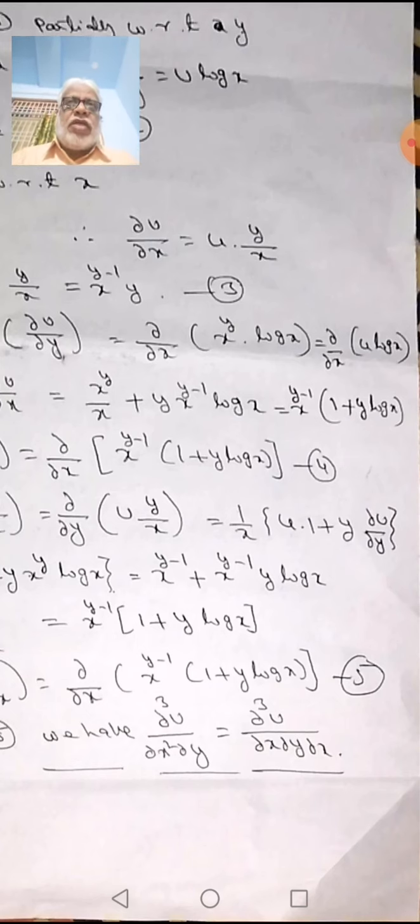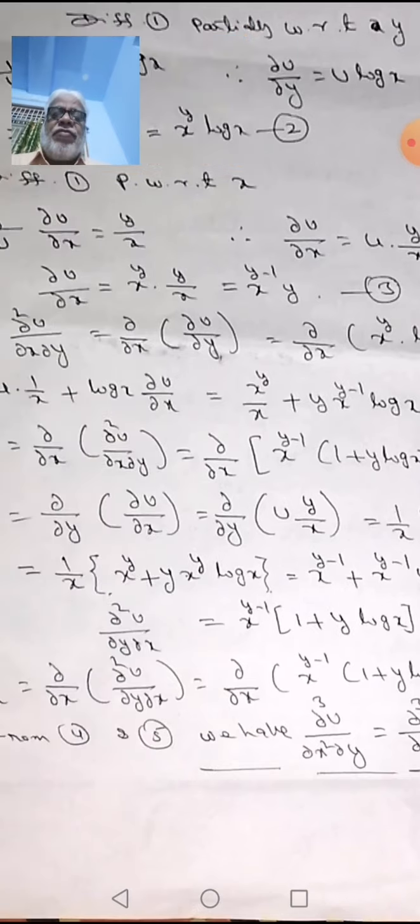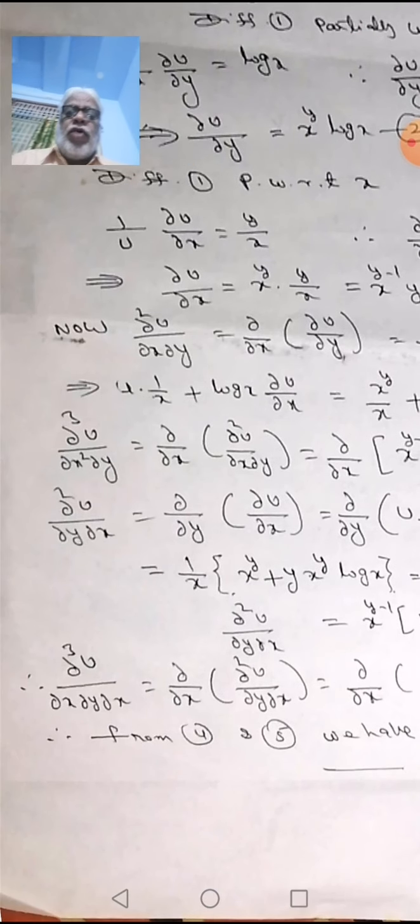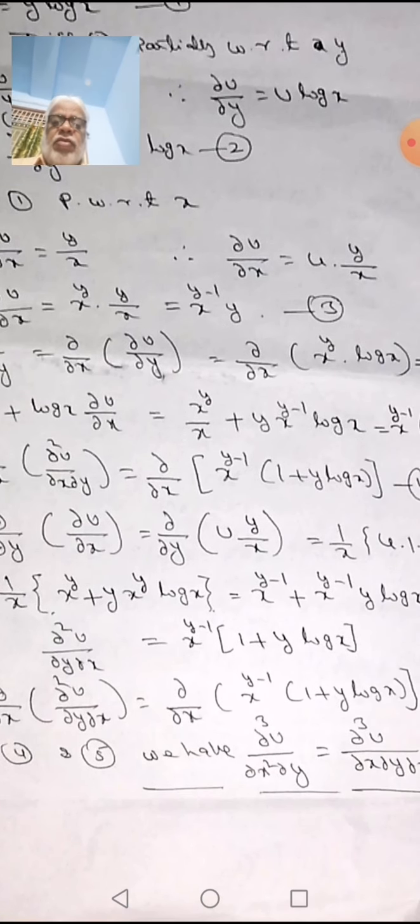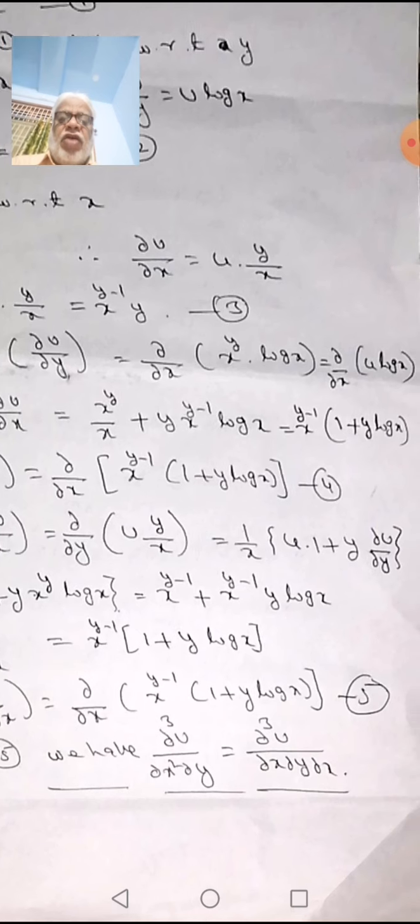Suppose x is equal to a and y is equal to a, there automatically we say that x is equal to y. That's why both ∂³u/∂x²∂y and ∂³u/∂y∂y∂x are the same. So from the fourth and fifth we have ∂³u/∂x²∂y is equal to ∂³u/∂x∂y∂x.